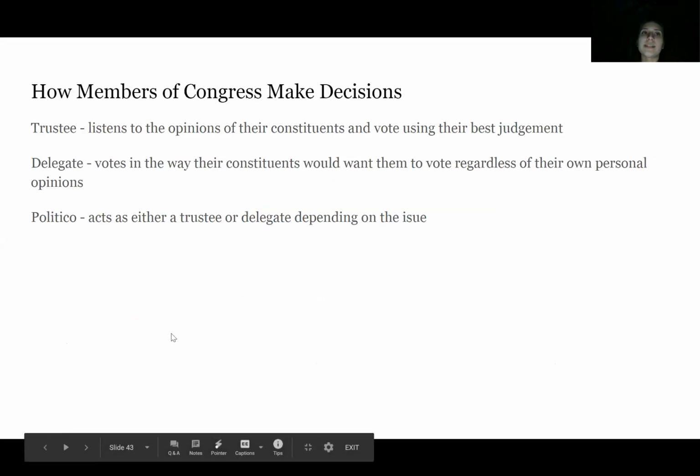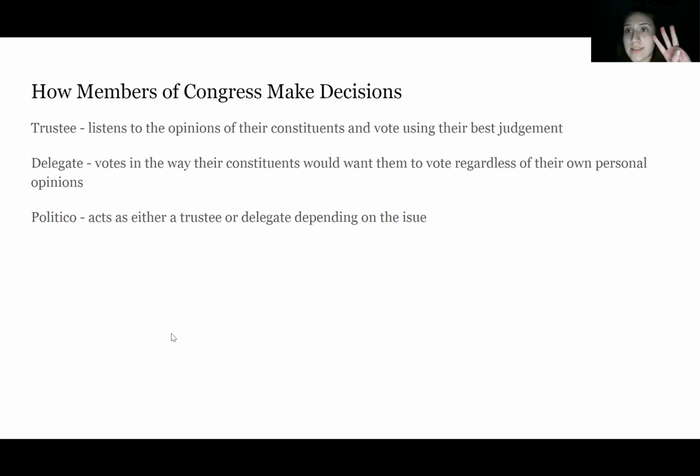How members of Congress make decisions. 3 different ways. We have a trustee, which listens to the opinions of their constituents and votes with their best judgment in mind. Delegates, on the other hand, vote in the ways in which their constituents want, regardless of how they personally view the topic at hand. And then last, we have politico, which acts as either a trustee or delegate, depending on the situation. Clearly, no political party is solely based on one or the other. Oftentimes, it's a combination of both.